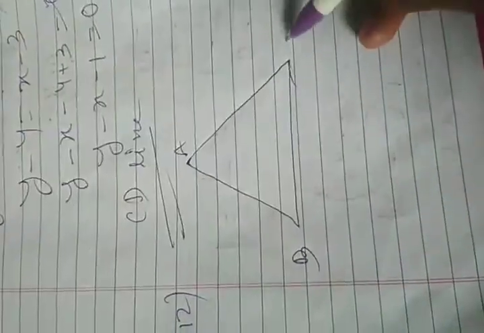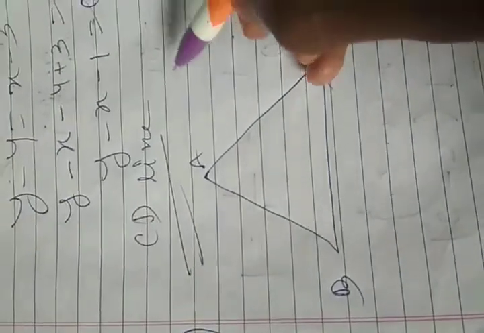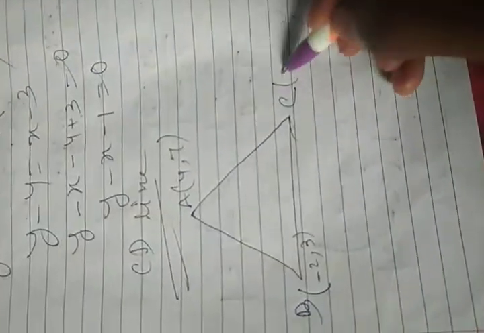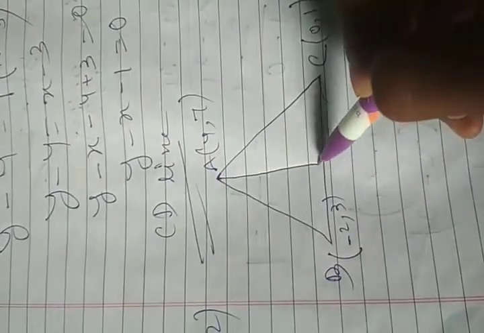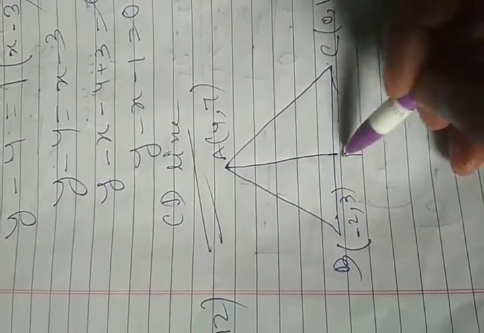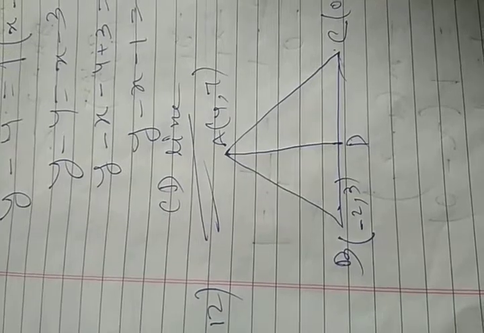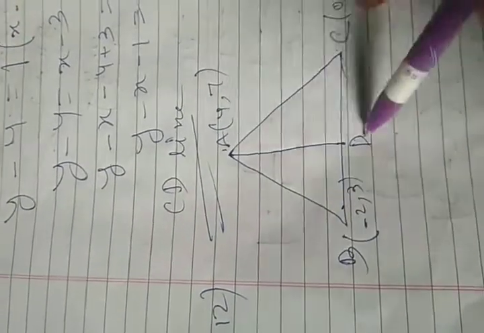Okay, that means ABC is a triangle. Draw the triangle ABC. It's a triangle where coordinate of A is 4, 7, coordinate of B is minus 2, 3, coordinate of C is 0, 1. From vertex A there is a median drawn, and you know what is the meaning of median? That divides the line into two equal parts. If I give a name, that is D, you have to calculate the equation of that line.